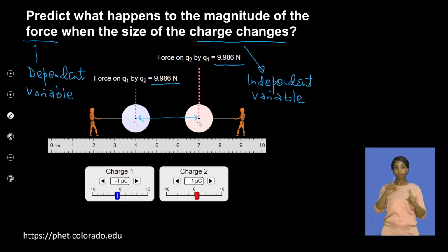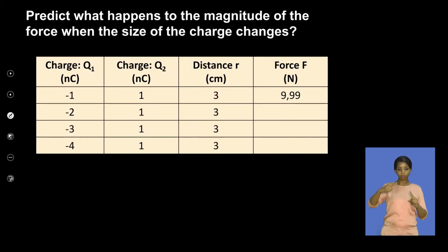Now, if we go to our table, it says here when the charge of Q1 is -1 and that of Q2 is +1, the distance is 3, that's the force that we have recorded. So our intention is to populate and collect the data so that we can analyze the trend or pattern, so that we can come to a conclusion as to how changing the magnitude of the charge actually affects the magnitude of the electrostatic force.